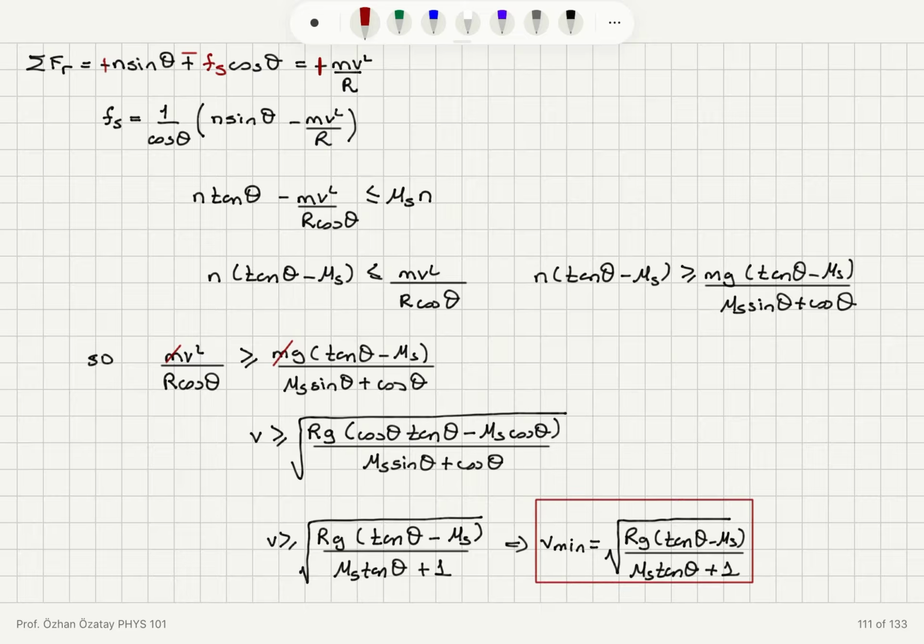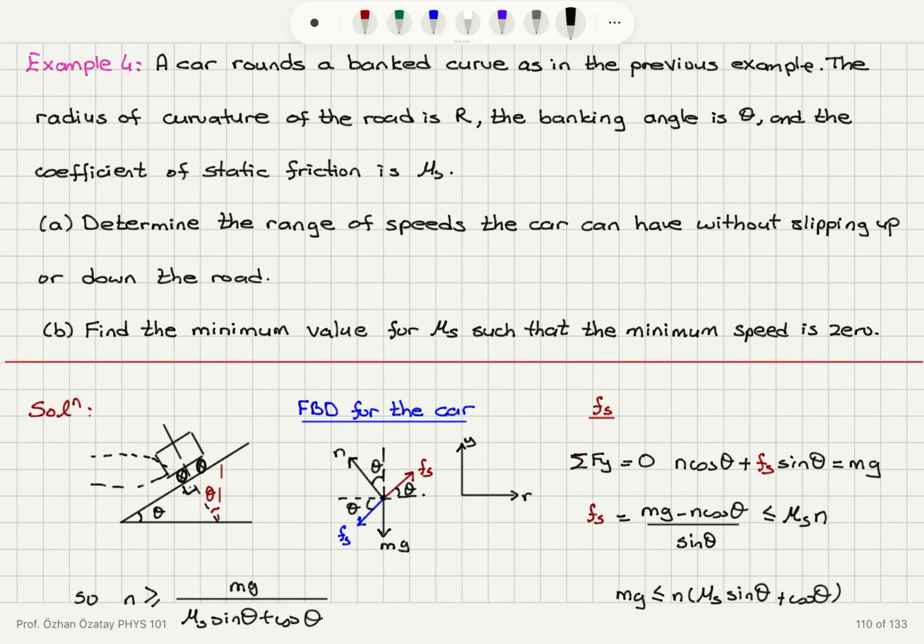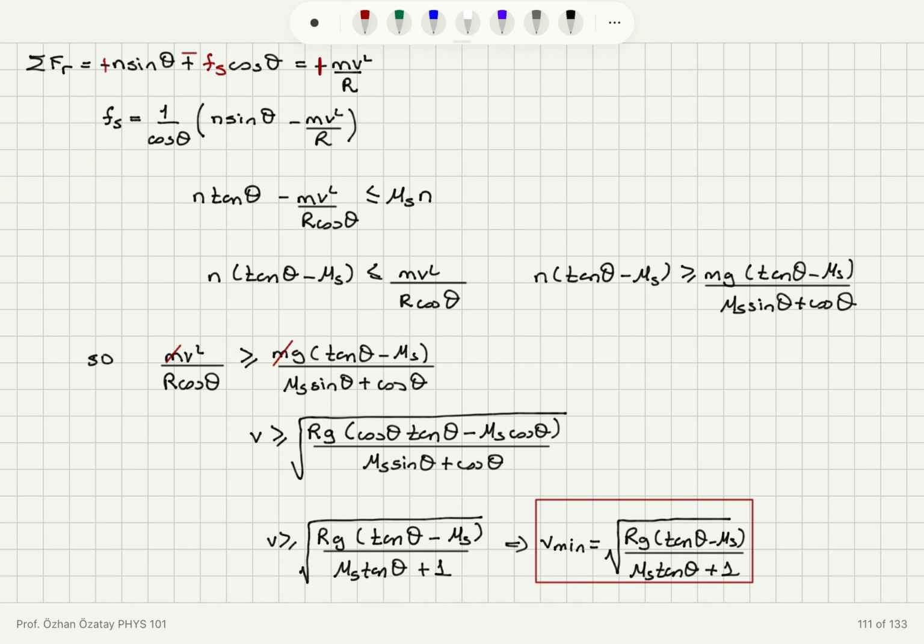So this scenario, the red scenario for Fs pointing up, gave me the minimum possible speed I can have. Now I'm going to work with the other scenario where the static friction is pointing down. So that is the blue scenario here. So let me repeat this exercise for the blue scenario.